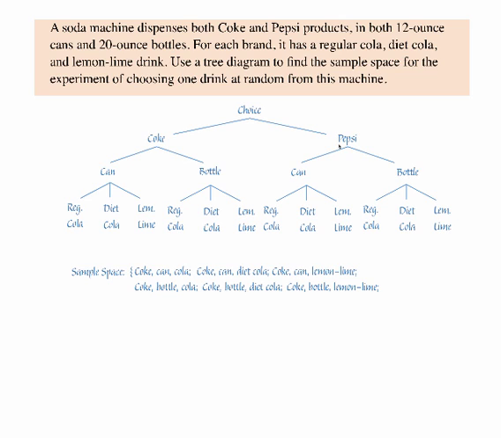For the Pepsi products, we could have Pepsi can and a regular cola, Pepsi can and diet cola, Pepsi can and lemon lime. And finally, if the product we randomly select is a Pepsi product in a bottle, could be Pepsi bottle regular cola, Pepsi bottle diet cola, and Pepsi bottle lemon lime. And now we've written out the entire sample space for this experiment.